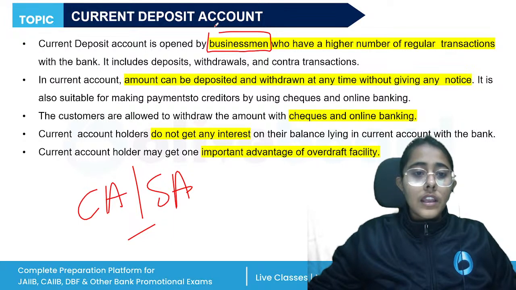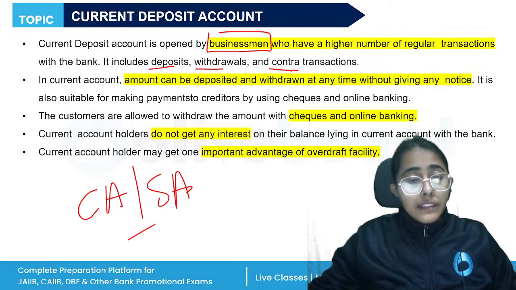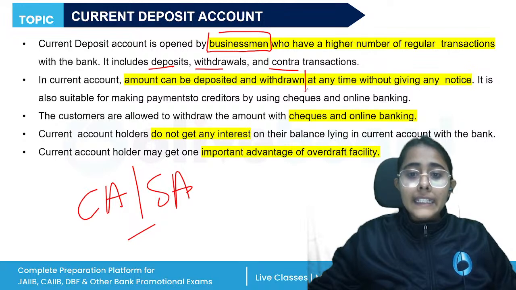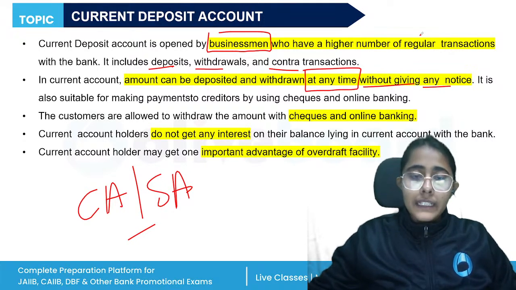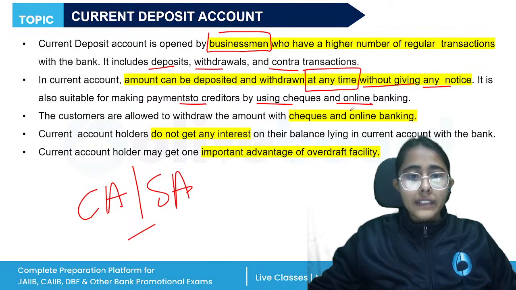So the current account is opened by businessmen, and it includes the deposits, withdrawals, as well as the contra transactions, and the amount can be deposited and withdrawn at any time without giving any notice, either through check or online banking. The account holders can withdraw and deposit any amount in their account at any time, and it is suitable for those individuals who are making regular payments to the creditors by using checks and online banking. So the customers are allowed to withdraw the amount using checks and online banking as well.